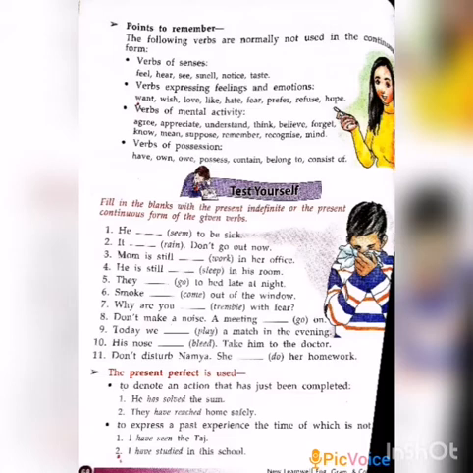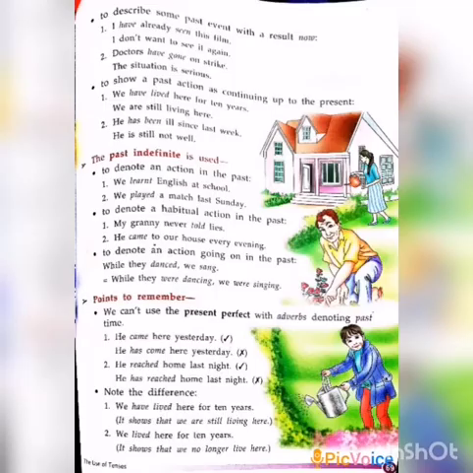Okay. Now turn to page number 69. To describe some past event with the result now, and to show a past action as continuing up to the present. See the example. First one, I have already seen this film. I don't want to see it again. Doctors have gone on strike. The situation is serious. In all these sentences, it shows a result: an already past event with a result showing now. So for that we are using the present perfect.